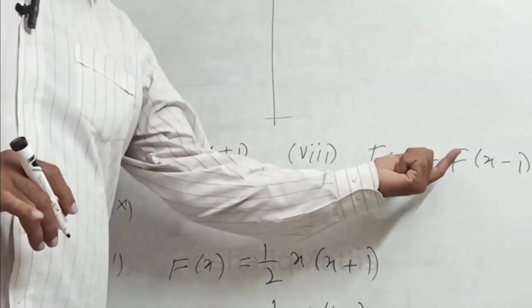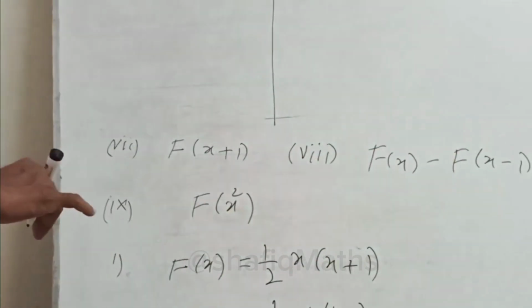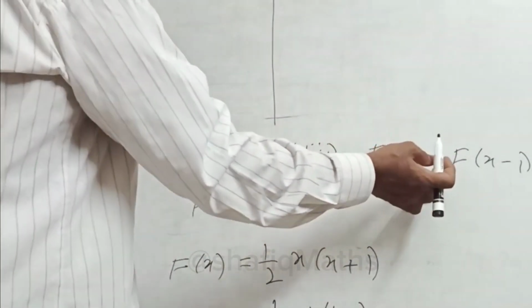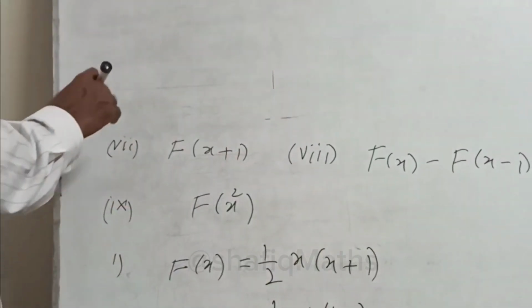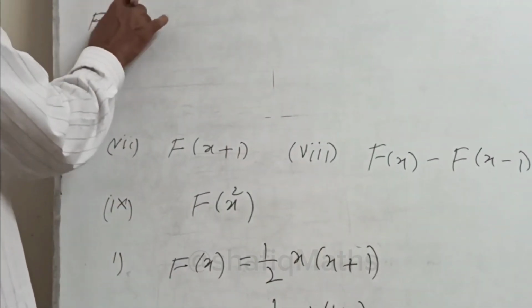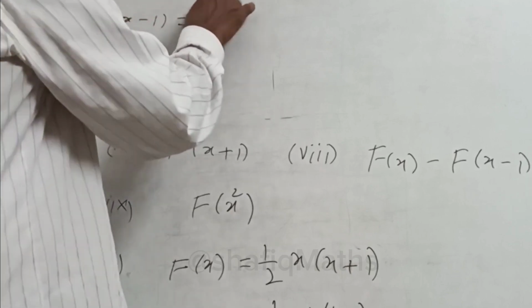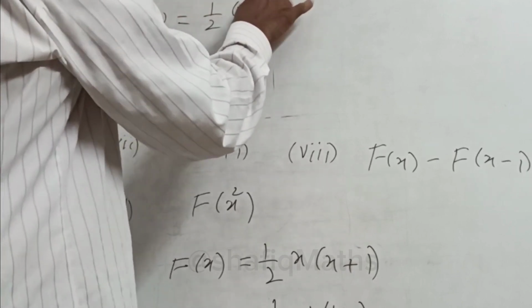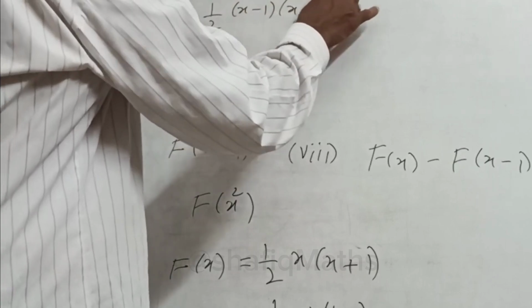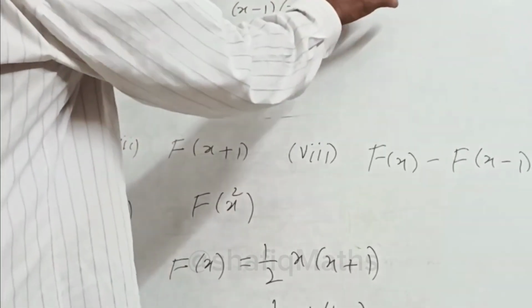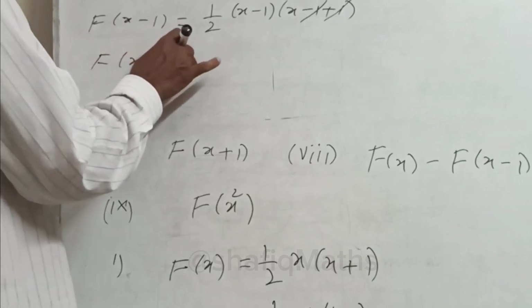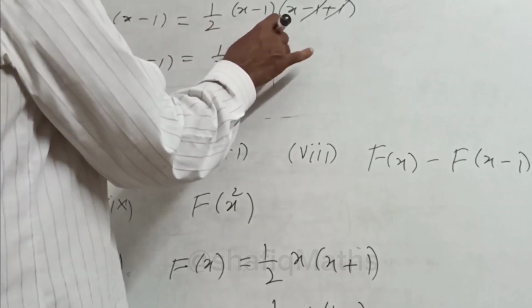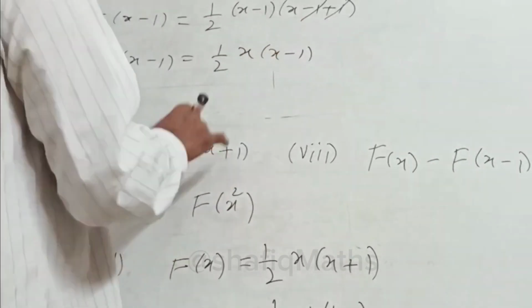Now we are coming to the eighth part of the question, that is f(x) minus f(x minus 1). We are finding f(x minus 1) right now. 1 upon 2 x minus 1, x minus 1 plus 1. So plus 1 and minus 1 will cancel out, and we have f(x minus 1) equals 1 upon 2 x into x minus 1.